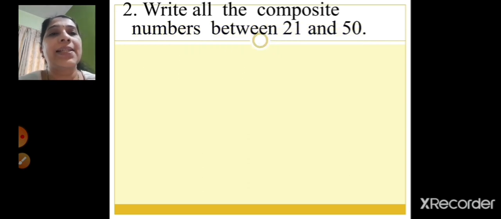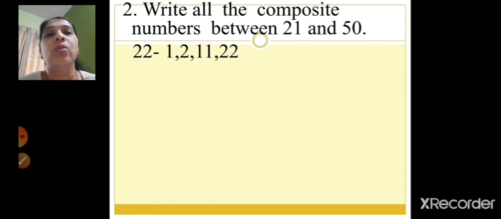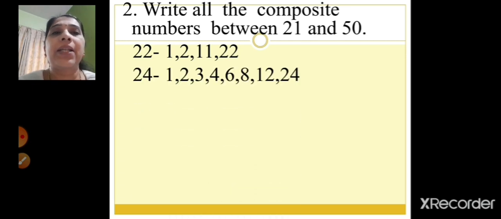So now let's see. I take the number 22. So what are the factors of 22? 1, 2, 11 and 22. So there are 4 factors, right? So we want more than 2 factors. So 22 is a composite number. Now if we take the number 23, it is a prime number because it has got only 2 factors, 1 and 23. So next number is 24.